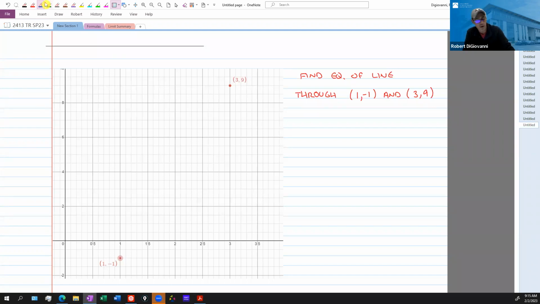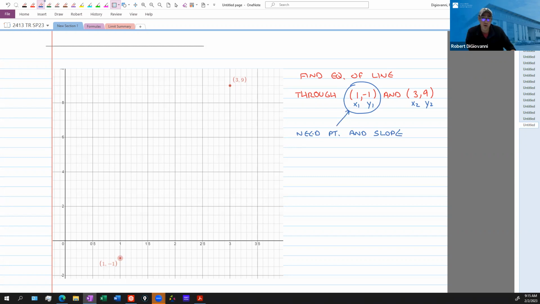In terms of a point, I can call this one x1, y1, and this one x2, y2. So I have 2 points. I can choose either one; it doesn't matter which one I choose. I'm just going to choose this one as my point. I need a point and I need the slope. The point is that point right there.